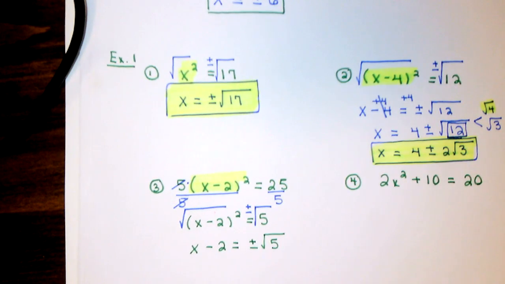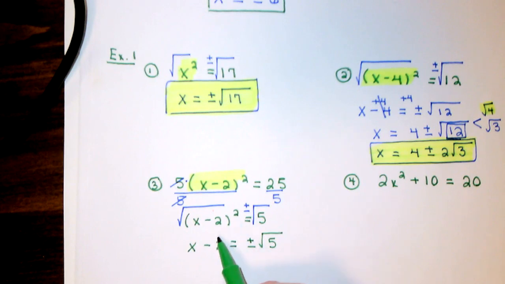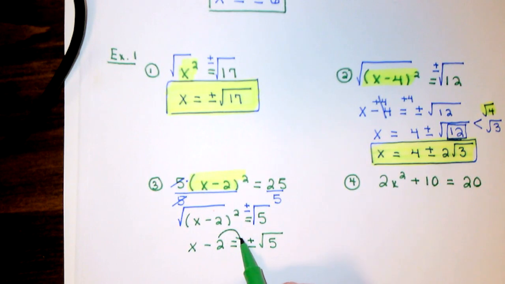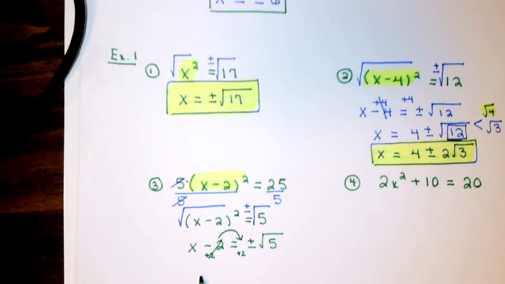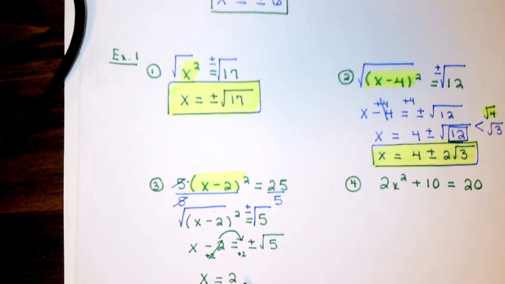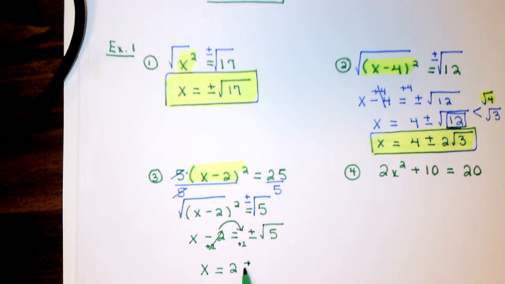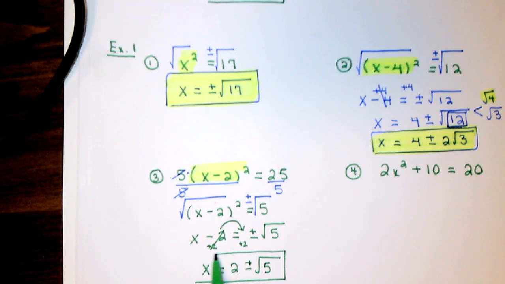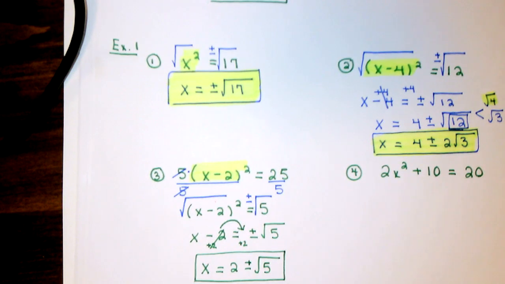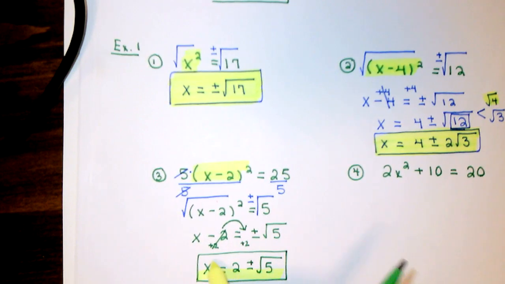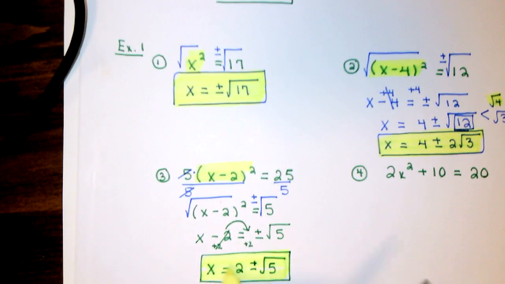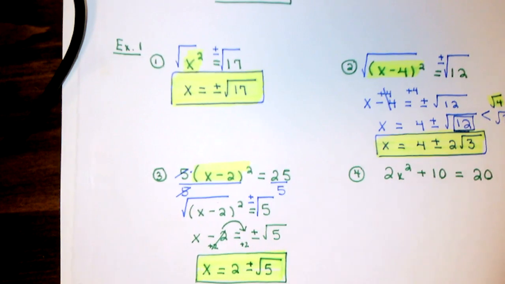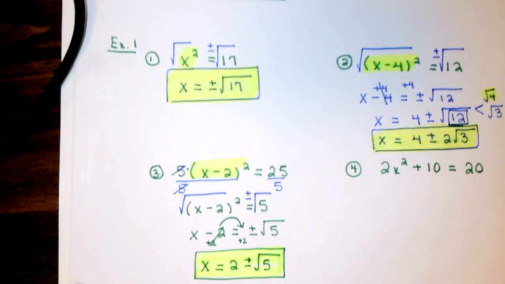Now, again, I've got to solve for x, so I'm going to need to bring that negative 2 over. Remember that you're going to do the opposite sign. You're going to put him in front of the radical, so you get 2 plus or minus radical 5. Square root property is not too bad as long as you can remember those simple steps, okay?